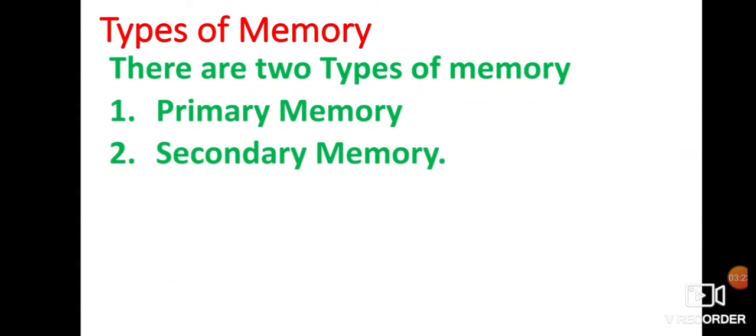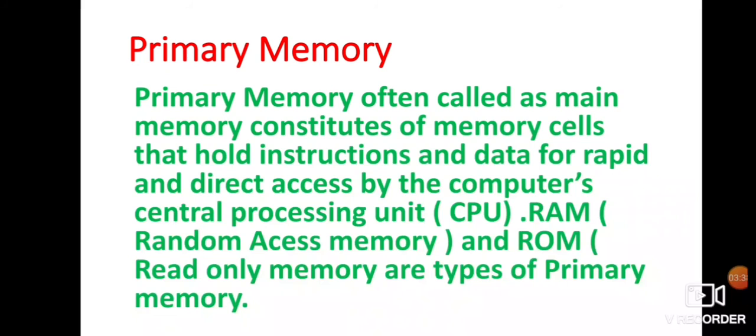Now we will understand the classification of memory. What are the types of memory? There are two types of memory, that is primary memory and secondary memory. I repeat, there are two main types of memory, primary memory and secondary memory. Now first we will look at what is primary memory. Primary memory is often called main memory. Primary memory is the main memory of the computer, which is directly accessed by the computer.